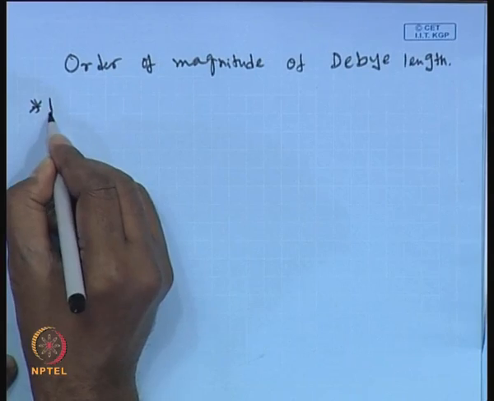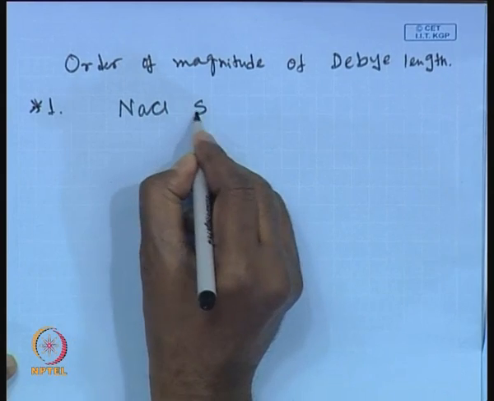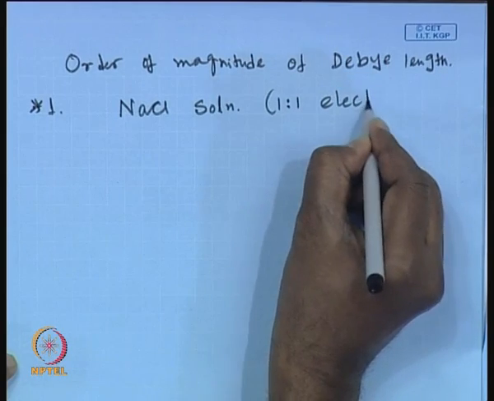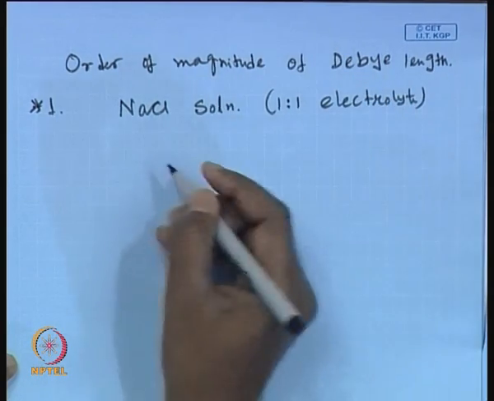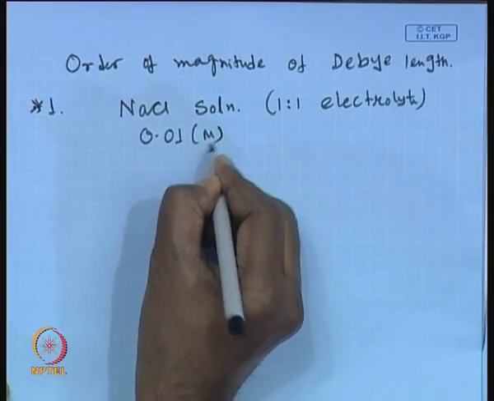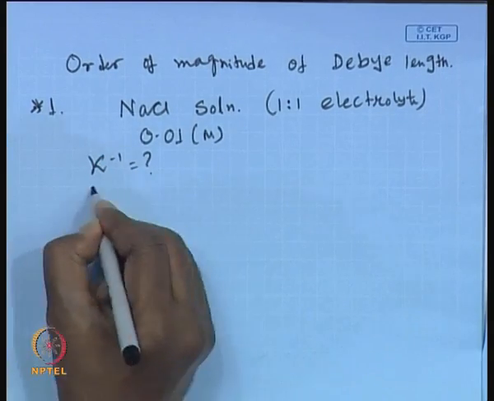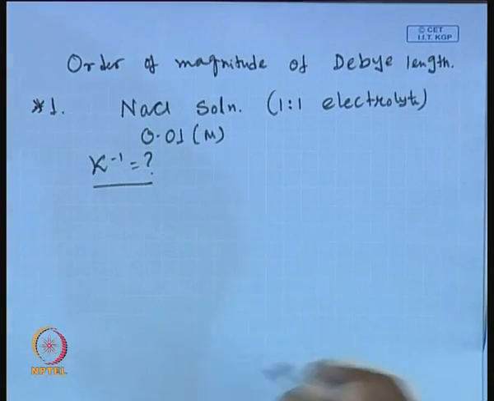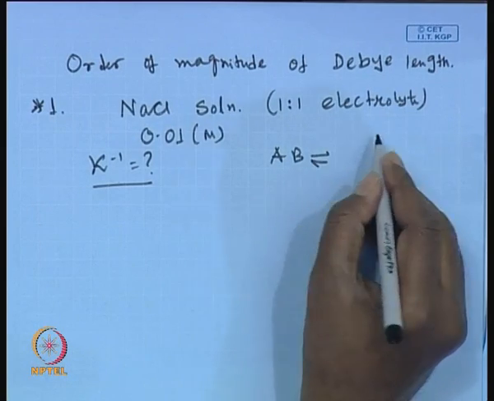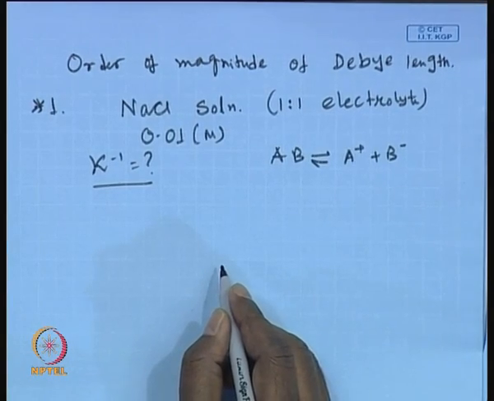Now, the first example, we are talking about sodium chloride solution. It is also called 1:1 electrolyte, and it is a strong electrolyte, right. And it is a 0.01 molar sodium chloride solution. Now, we are going to find out the value of kappa inverse. Okay, what is the Debye length for this particular salt concentration, and it is like AB, being dissociated as A plus and B minus, where A is nothing but sodium and B is nothing but the chloride species.